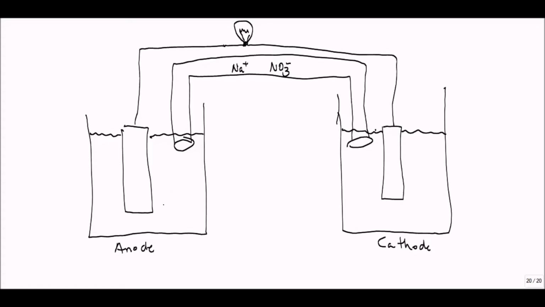The solution is going to be filled with zinc ions and nitrate ions. This solution is filled with copper ions and nitrate ions. This piece of metal, your anode, is zinc. This piece of metal is copper.